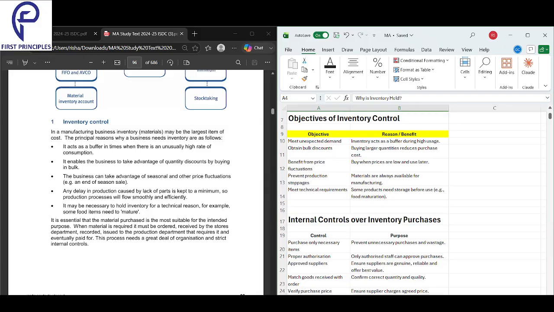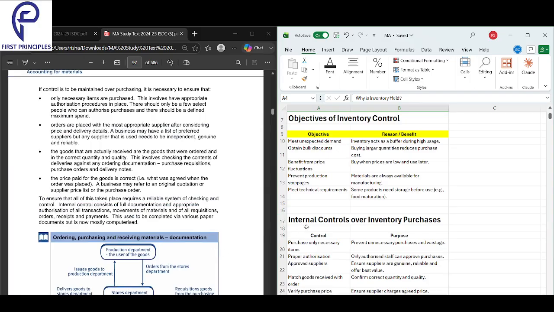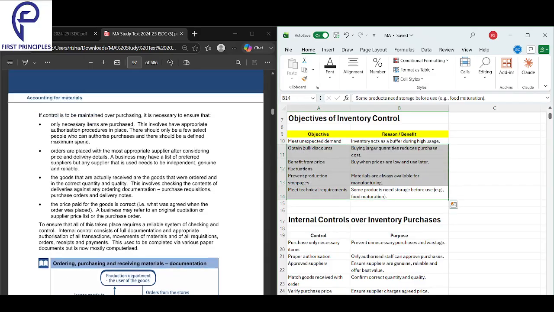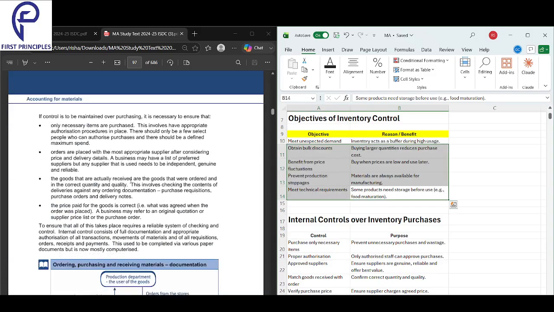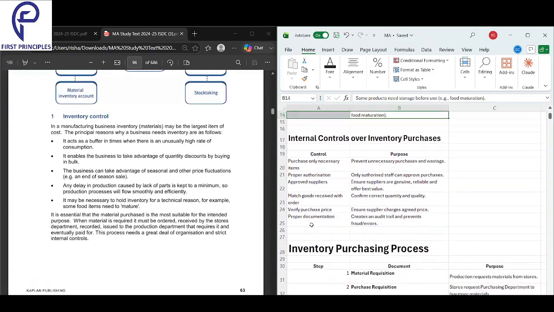Next, we looked into what are the objectives of inventory control. Firstly, the objective is to meet any unexpected demand. Second, obtain bulk discount whenever possible, benefit from price fluctuation, then prevent production stoppage and meet technical requirements. For these reasons, oftentimes we may need inventory control.